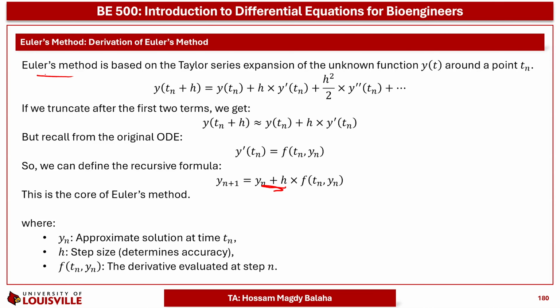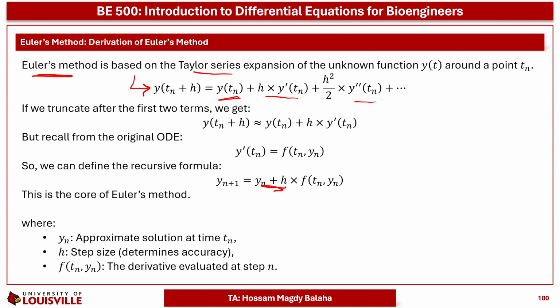Simply, the Euler method is based on the Taylor series expansion of the unknown function y of t around a point tn. So if you apply the Taylor series expansion here, y of tn plus h will equal y of tn plus h multiplied by the first derivative at tn, plus h squared over 2 multiplied by the second derivative of y at tn, and so on.